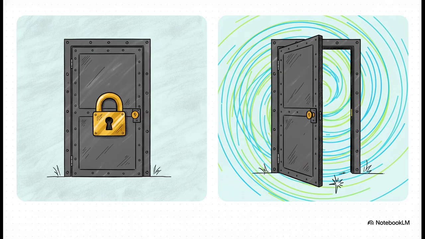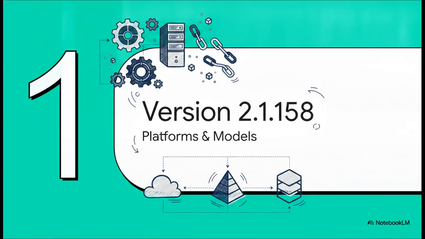So let's look at the before and after here. Before version 2.1158, if you were routing Claude Code through one of the big enterprise cloud providers, auto mode, totally unavailable. It was literally a closed door. But after this update, that door is wide open. Auto mode is unlocked, it's fully supported in those environments, and it is a massive shift in feature parity for enterprise teams.